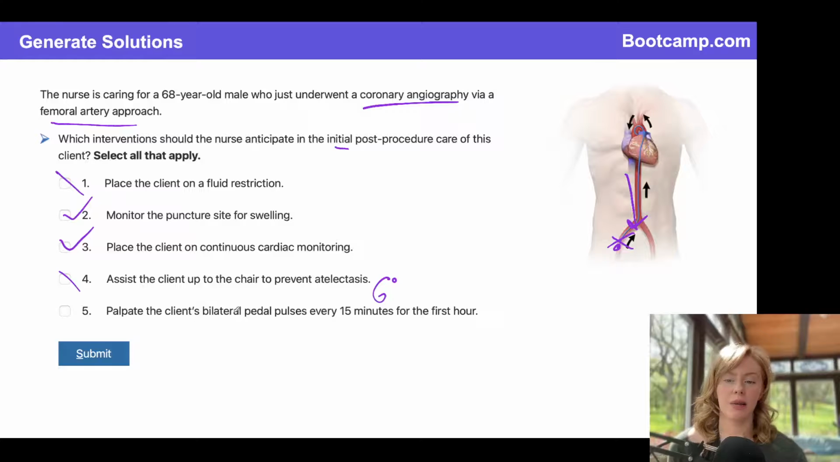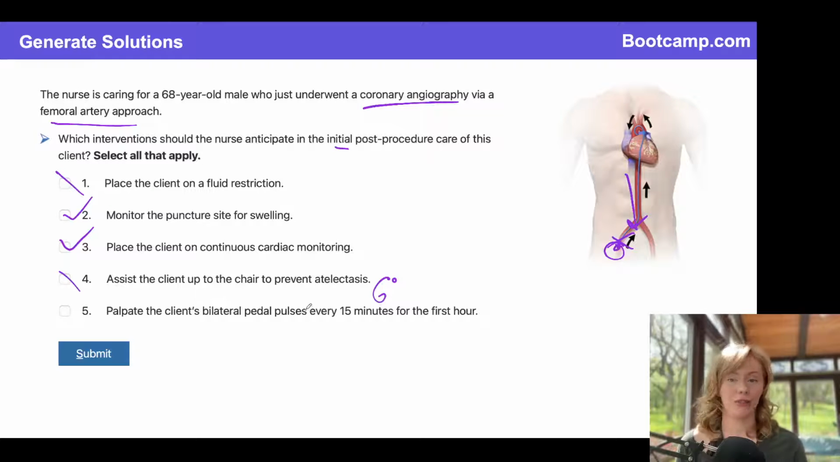Then should we palpate the client's pedal pulses every 15 minutes for the first hour? Yes, we should. We need to be down at their feet, assessing those pedal pulses. And if you have a weak pedal pulse on this side, that could mean that instead of the blood traveling down to the foot where we're trying to feel for it, it could be leaking out into the abdomen, into the leg. And so this is an important part of the monitoring.